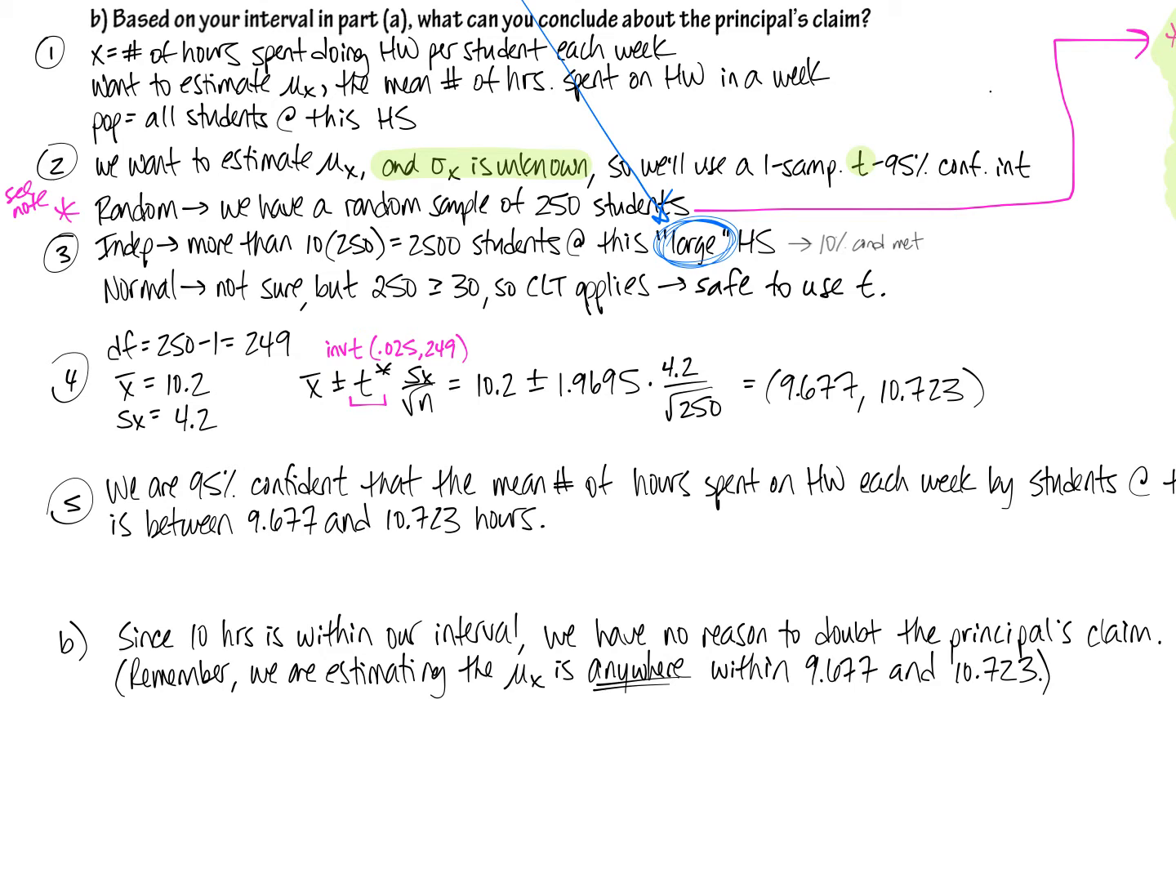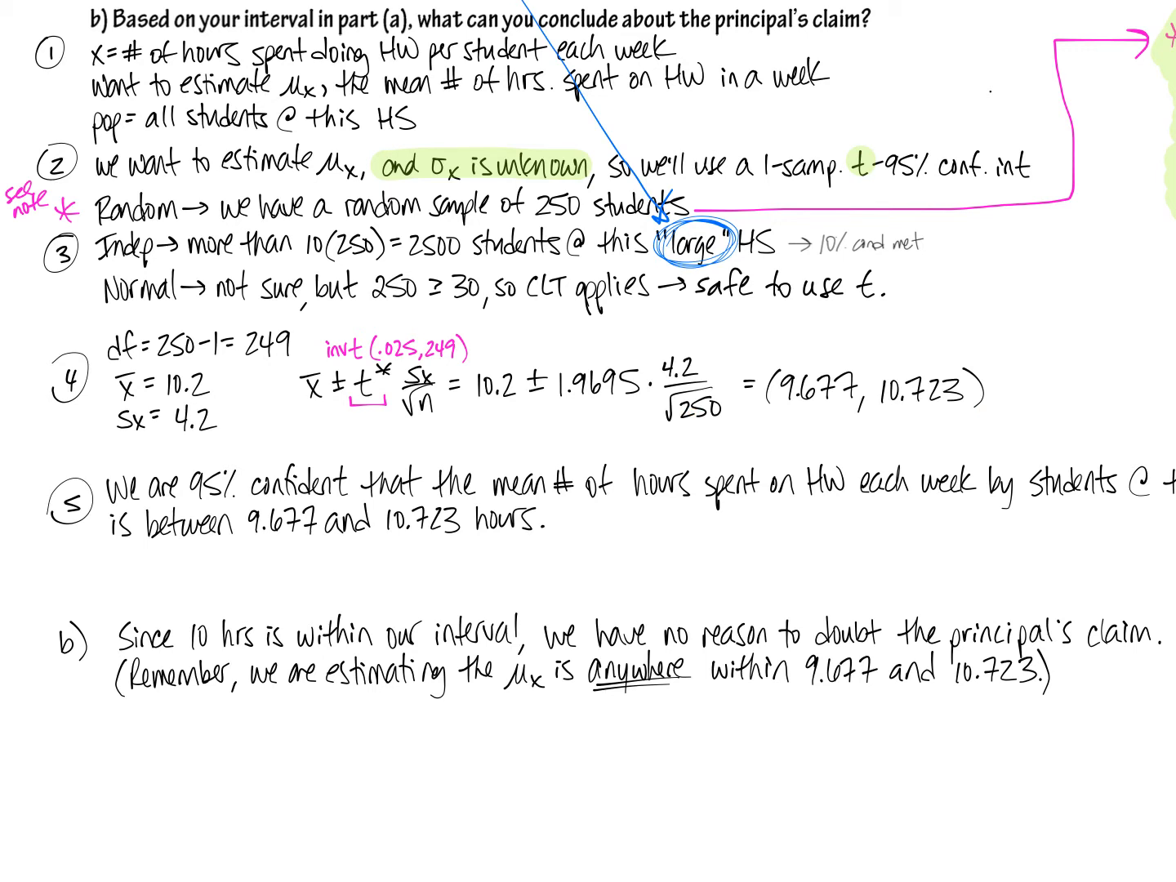Because remember, we're doing a 95% confidence interval, so that means that the 95 goes in the middle and each tail has 2.5%. And then our degrees of freedom, remember that's n minus 1. The n is 250, it's the sample size. n minus 1 is 249. So this is what you type into inverse t, and that's what gives you 1.9695. The sample standard deviation is 4.2. Root n is root 250. That all goes in, and then this is your interval that gets spit out.